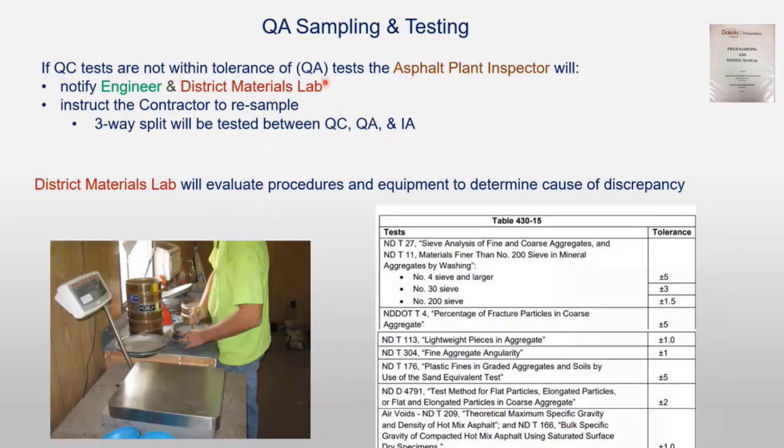And so if your QA tests and QC tests are out of tolerance, as per the tables that are in the testing manual, then what normally happens is the contractor has to resample, but when they resample, this is where the materials district lab comes into play. They get a three-way split. Now we're talking about a split of aggregate, not a separate sample. We're talking about a three-way split between all the parties, and then that gets run, and then we determine what the discrepancy is, and then we move forward from there.